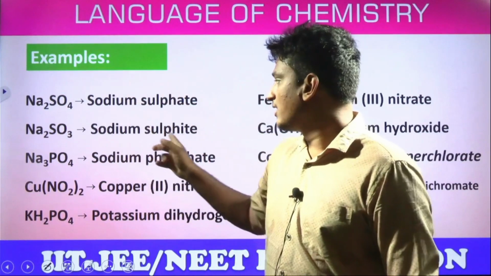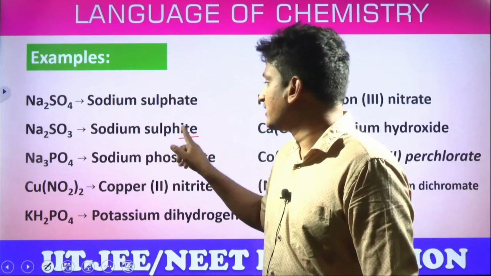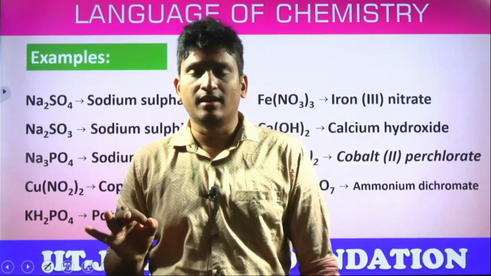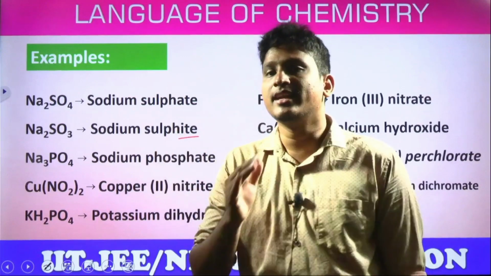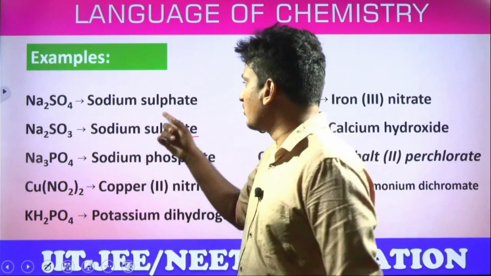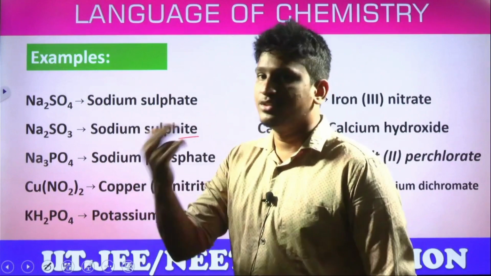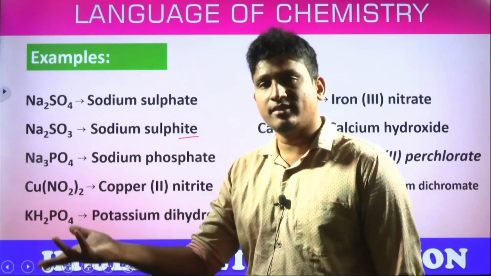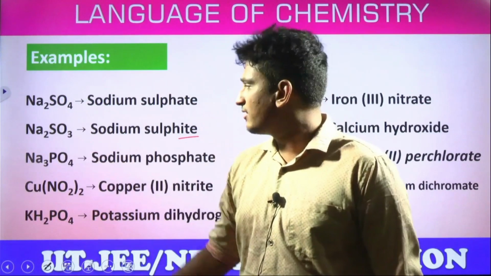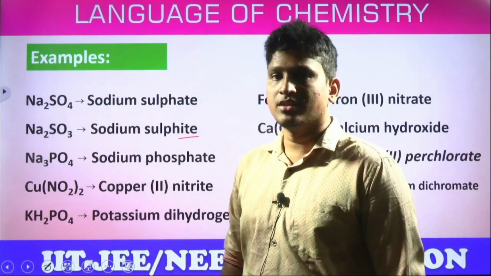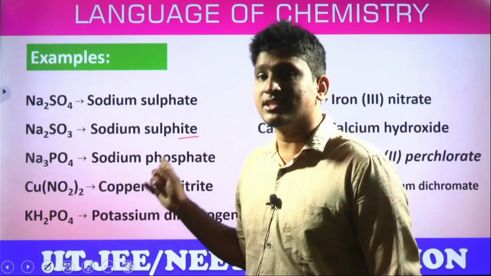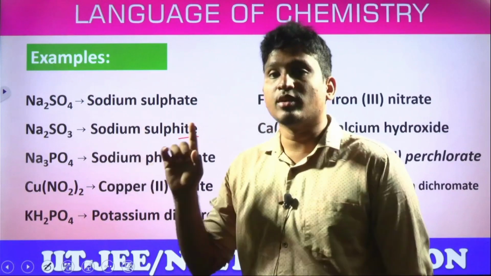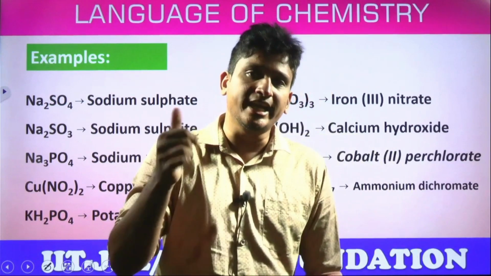And look here, when do we get ite? If the formula has 1 oxygen less than ate, then it ends with ite. So sulfate is SO4, right? Now you say the formula for sulfite, SO3, that's it. Whatever the metal present here, it is directly the metal name, there is no change. Here are we writing sulfide? No, don't write sulfide. Why? Because this is not a binary compound, this is combined with oxygen, so you have to write ate or ite.